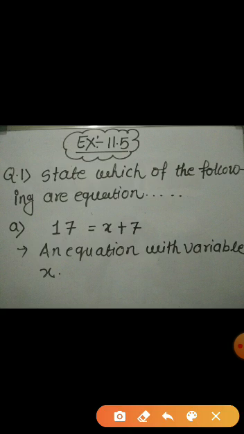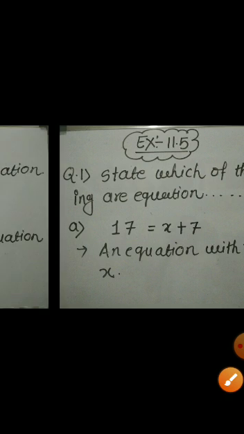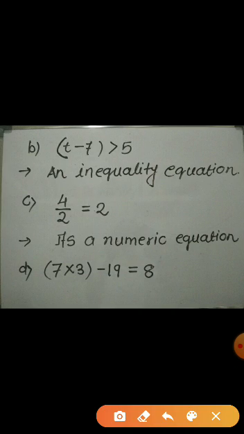For example, look at the first one. 17 is equal to x plus 7. This is an equation with a variable x. Now the second one, t minus 7 greater than 5. This is not an equation.